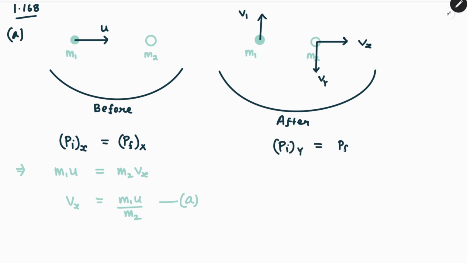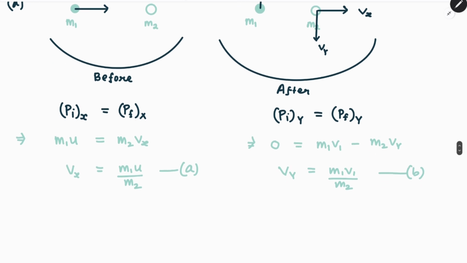Now the next thing that we do is we apply momentum conservation in the y direction. So P initial in the y direction is equal to P final in the y direction. So along y, in the initial situation there is no y component of velocity. So initially it is 0. And in the final situation m1 v1 is in the upward direction, positive, minus m2 vy, and from here we obtain vy as m1 v1 divided by m2, and this will become b part of the problem.